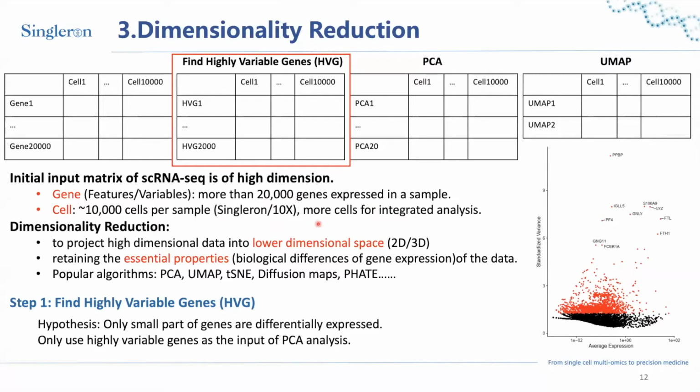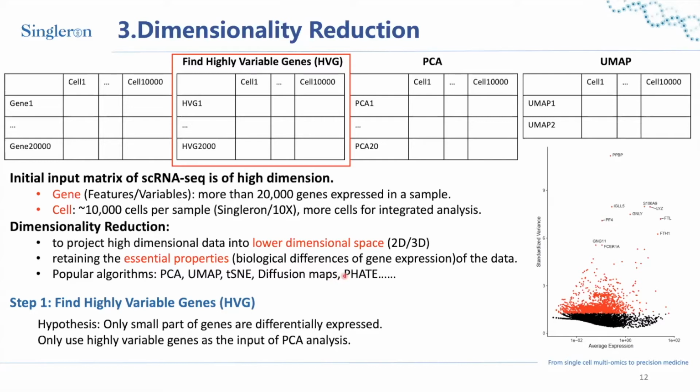So dimensionality reduction is very important because it can project high dimensional data into lower dimension. Here, usually we use 2-dimensional or 3-dimensional, while it has to retain the essential properties, here the biological difference of the gene expression. There are a lot of popular algorithms like PCA, UMAP, t-SNE, diffusion maps, and FATE. These three are widely used, and these two I will introduce later as algorithms for lineage tracing.